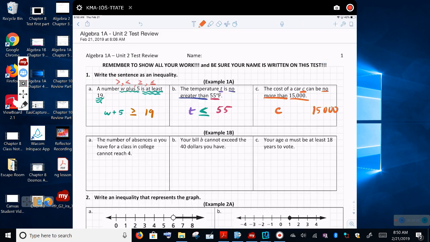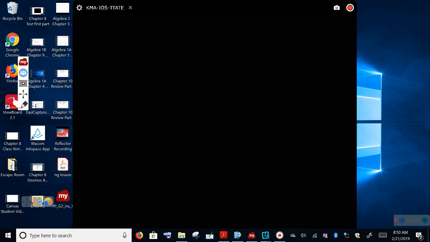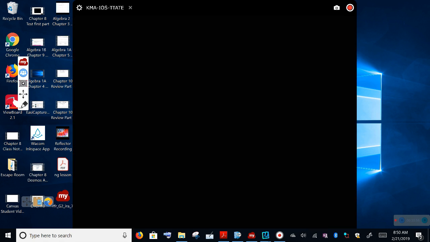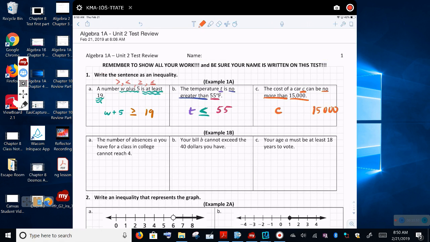What's something you could for sure buy? Maybe 2,000, or 3,000, or 4,000, 5,000. What's the most that you could pay for a car? 15,000. How do I know it could be 15,000? Because sometimes it has to be strictly smaller than, but in this case it can be 15,000. When it says no more than, they're not being super specific.